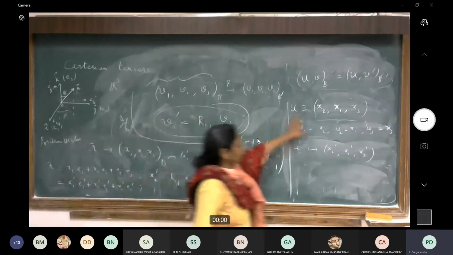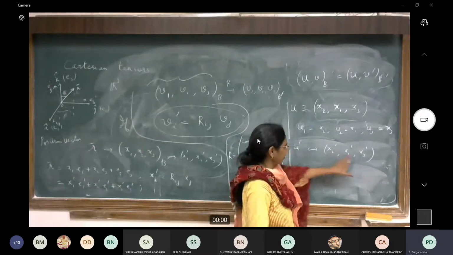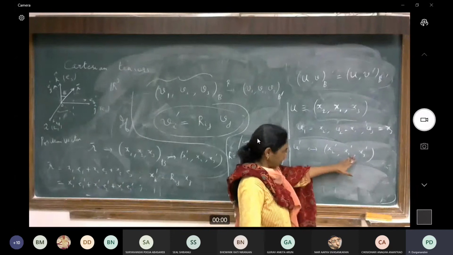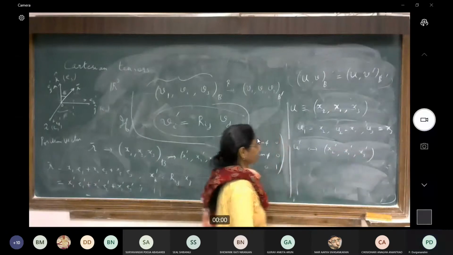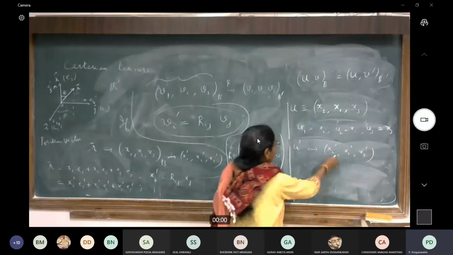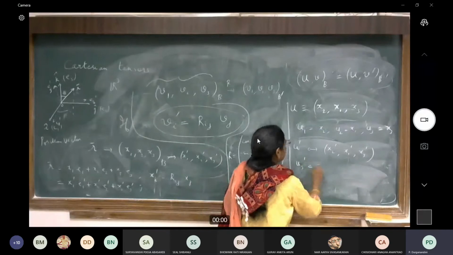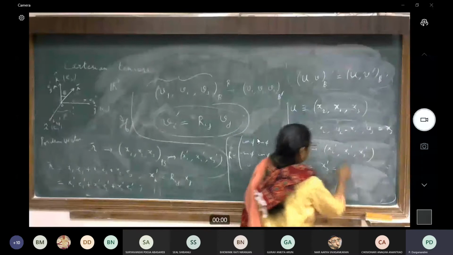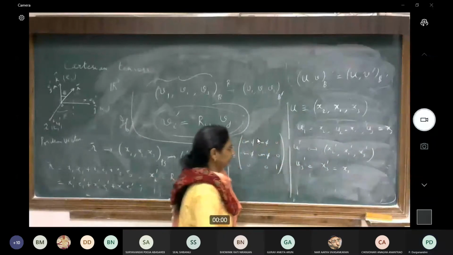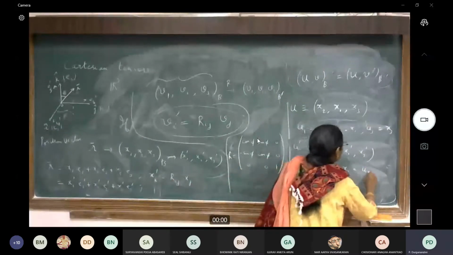So in the new basis, I interchange the x prime and y prime components, so it should be x2 prime, x1 prime, x3 prime. Fine. So what this tells me is that U3 prime is nothing but x3 prime, which is equal to x3 from here, which is equal to U3.